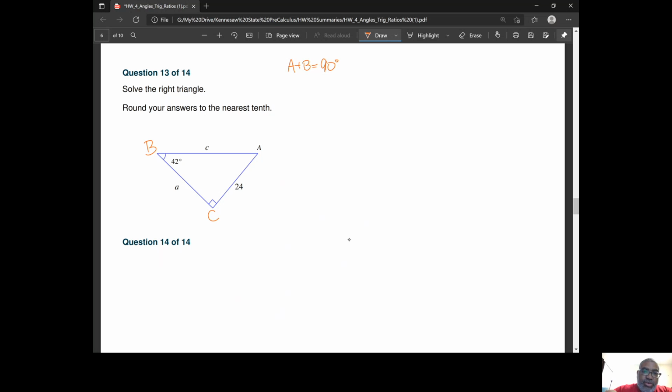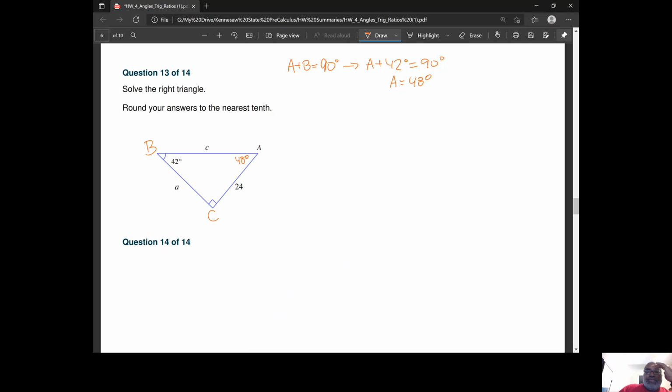All right, b is 42 degrees. So that means that a plus 42 degrees is equal to 90 degrees. We already know a is equal to 48 degrees. All right, so now we have all of our angle measures.